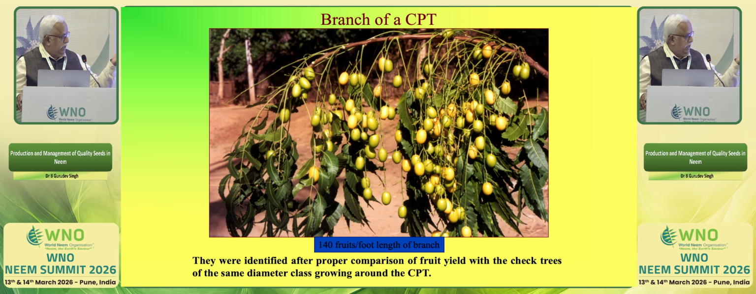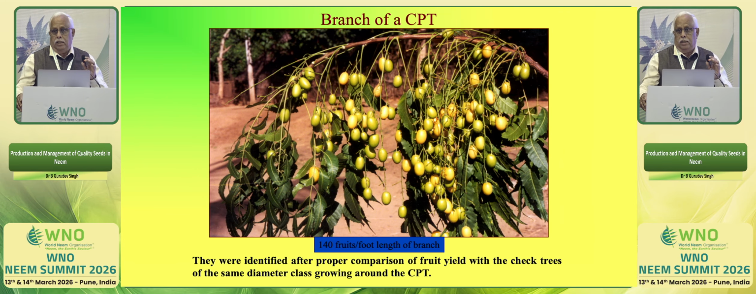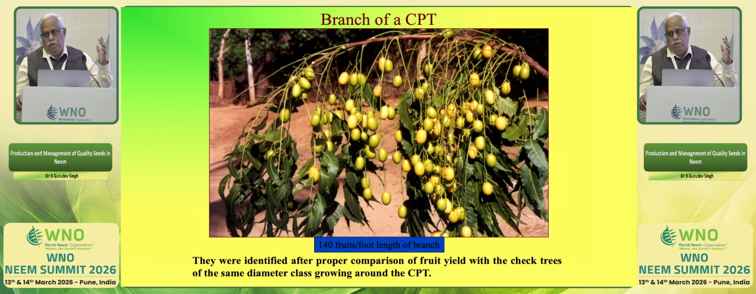For example, this is one tree which we selected, where per foot length we got about 140 fruits per foot length of the branch. So we consider it a good fruit yielding tree.